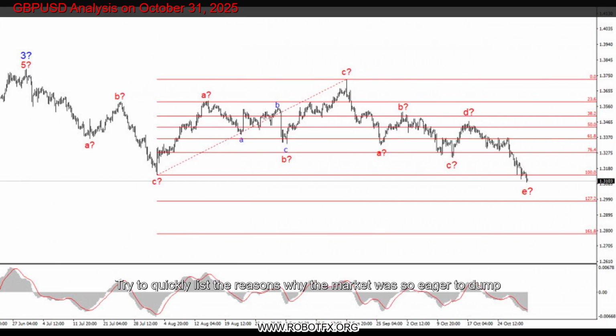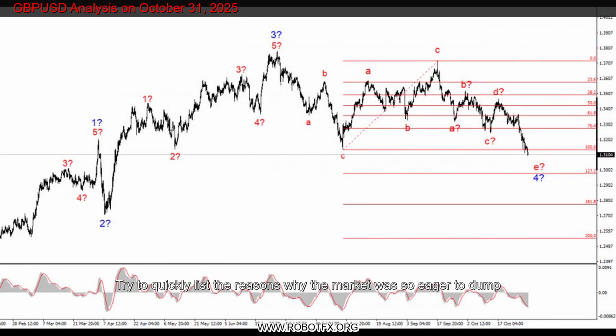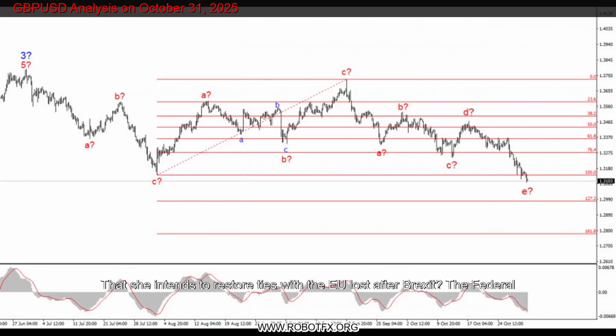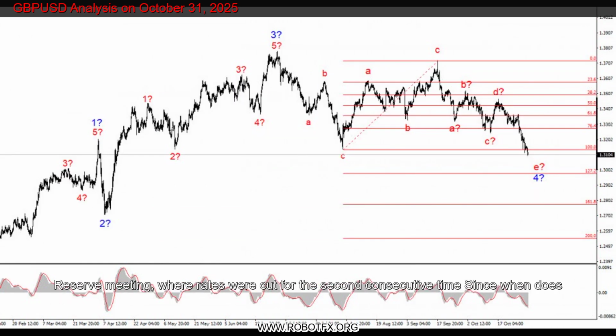There were no significant economic reports in either the UK or the US this week. Trump's trade deal with China? That's not a deal, just another temporary truce, of which we've seen several this year already. In short, something strange seems to be happening in the currency market.